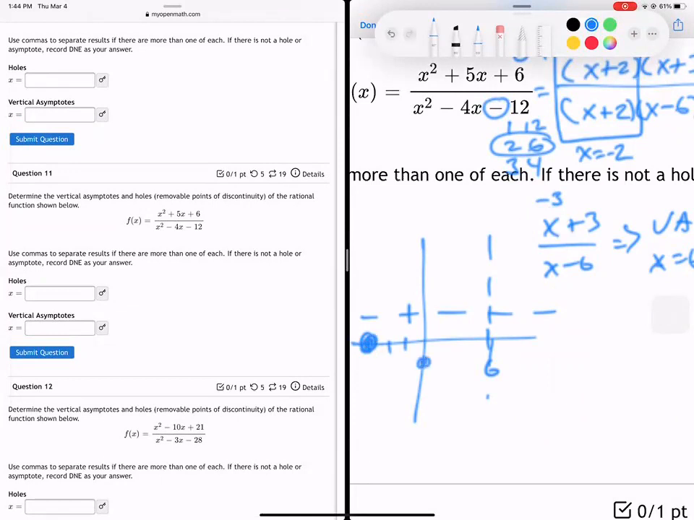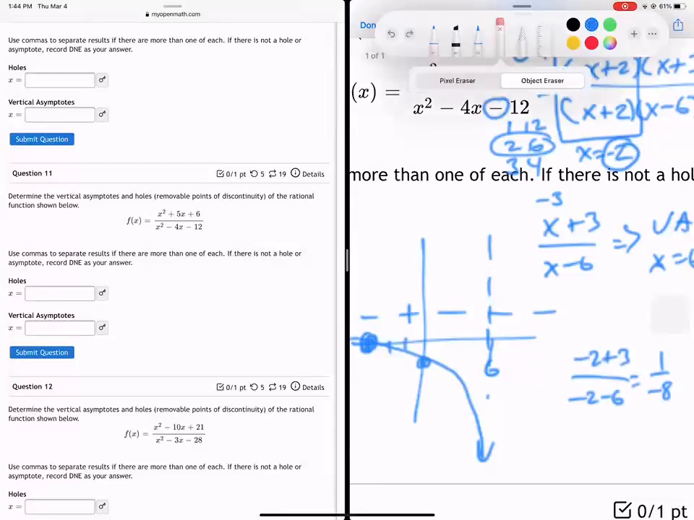You can see that this graph is going to be going in this direction. Where was my hole? Remember, we said we could not be at negative 2. If I plug it in, negative 2 plus 3 over negative 2 minus 6 is 1 over negative 8. This is a negative value at negative 2. My hole is right there. We have to make sure we get that hole in the right place. What does the graph look like on the right?